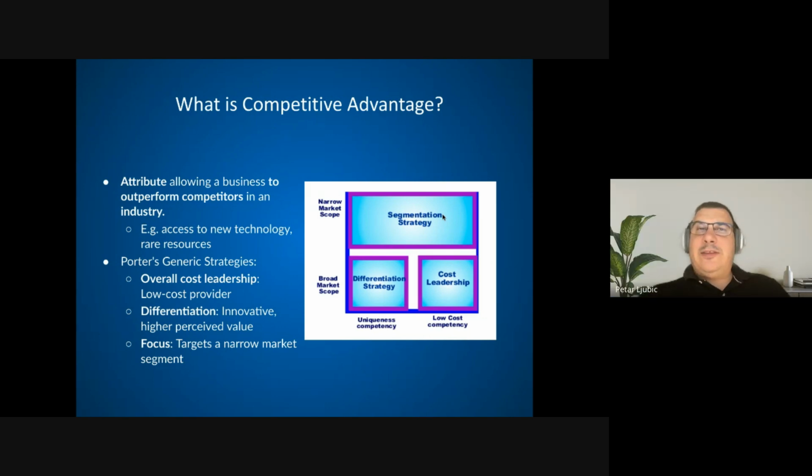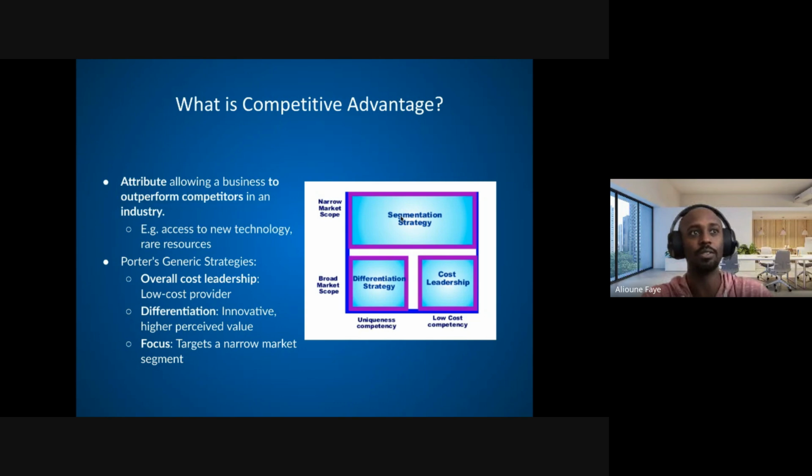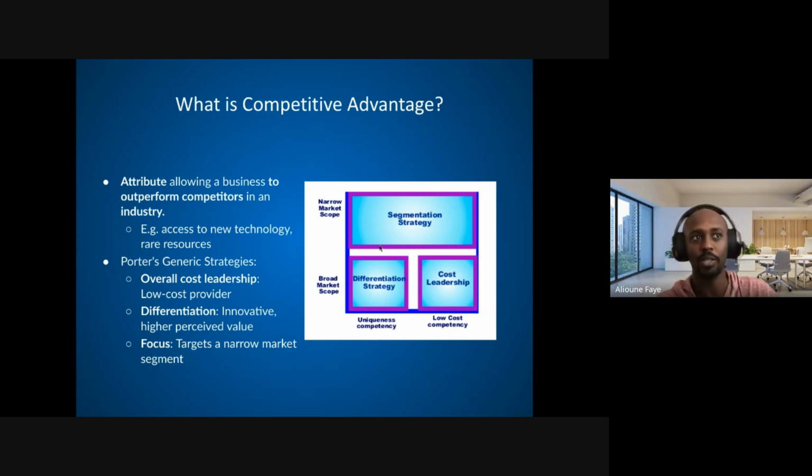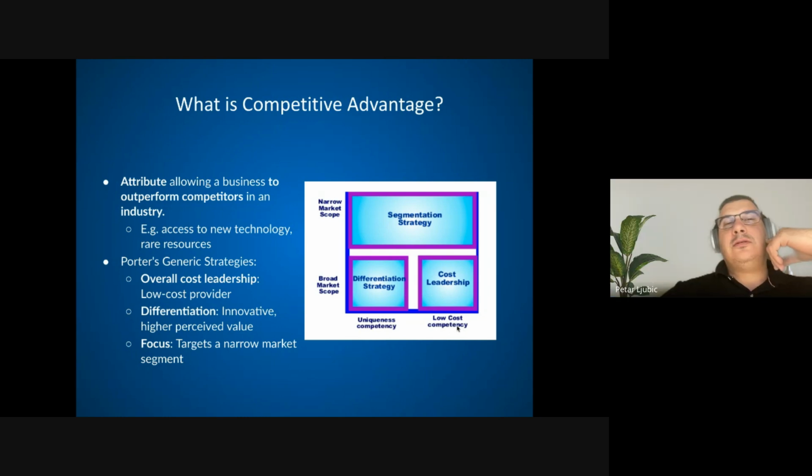So you take the whole market and then you segment it. You segment the market, even if they're focused on one niche. So you take the market, you segment it, and then you either focus on being unique, or you focus on being low cost. So that's what Porter is saying.